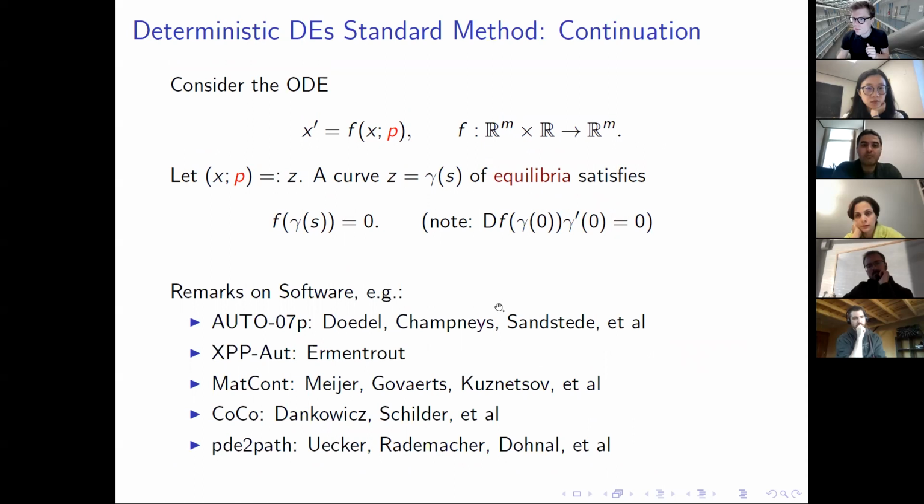Well, first of all, you need some software. There's plenty on the market which implements many of these things. There's AUTO, which many of you might know, and the graphical user interface for AUTO, XPPAUT, which are classical tools from the 1980s and 1990s. Then there's MatCont, which is a little bit newer, from the 2000s. Then in the 2010s there's COCO, which is an even more advanced continuation package. And there's also software for PDEs, so pde2path.